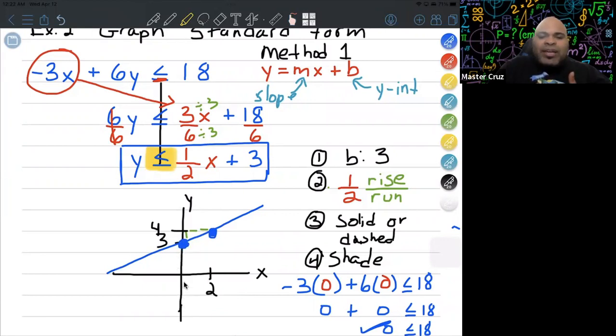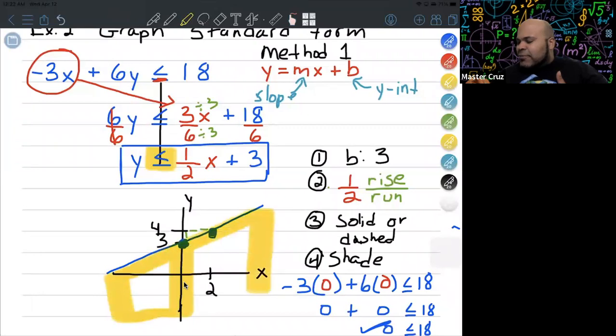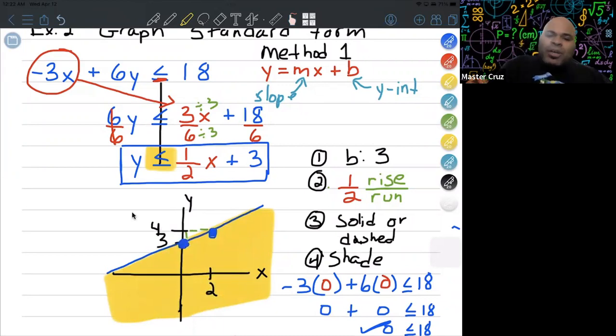If I'm going to move straight down, that means that this is the side that I'm going to shade, and I'm going to shade the entire side below that line, okay? The entire side below that line, everything. Remember, it's either you shade above or you shade below. I'm going to shade below. So that's it. That's how you shade it.